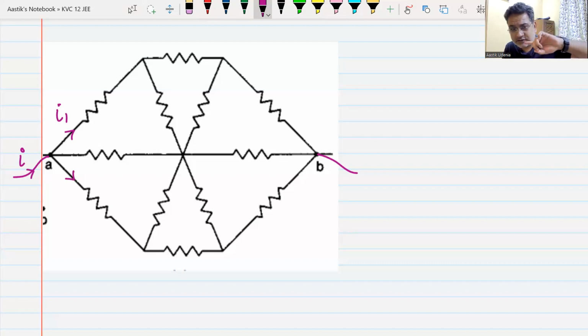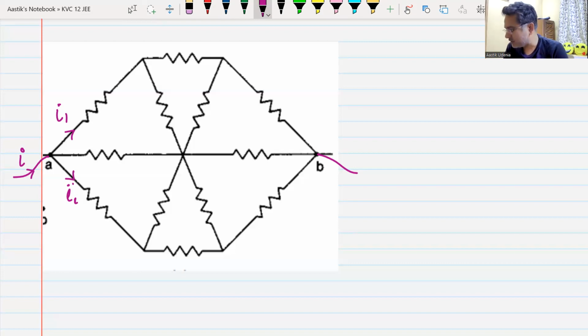Remember, the upper path and the lower path are exactly the same, yes or no? So if I1 goes in the upper path, I should not call it I2 in fact. Since I understand the symmetry, I should call it I1, because the same current should go in the lower path. Because the upper half and the lower half have symmetry, everything is the same. So whatever current goes in the I1 part, the same current has to go in the lower part. Yes or no? Yes, sir.